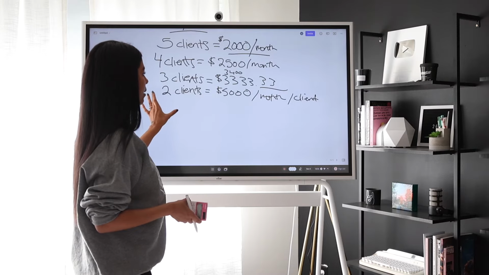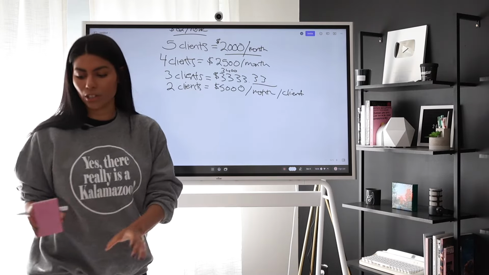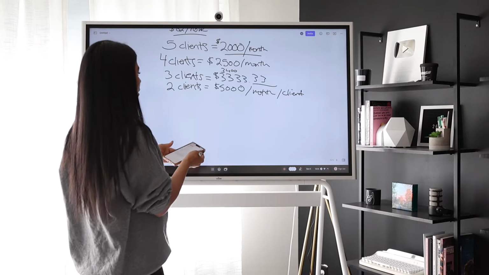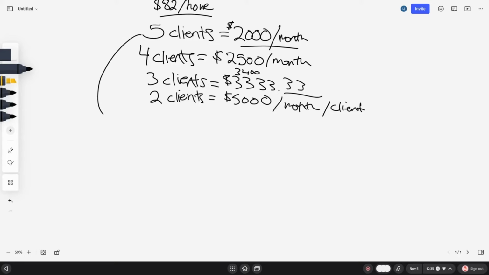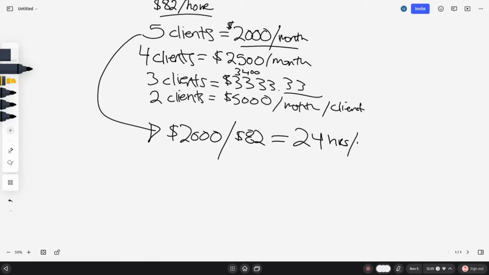So let's break these down by hour really quickly, which I actually already did this math, so I don't have to bore you too much with it. I'll bust out my phone. So the $2,000 package would be 2,000, and we're going to take that package rate divided by that $82 per hour rate. That would equal 24 hours per month, which would equal about 6 hours per week.